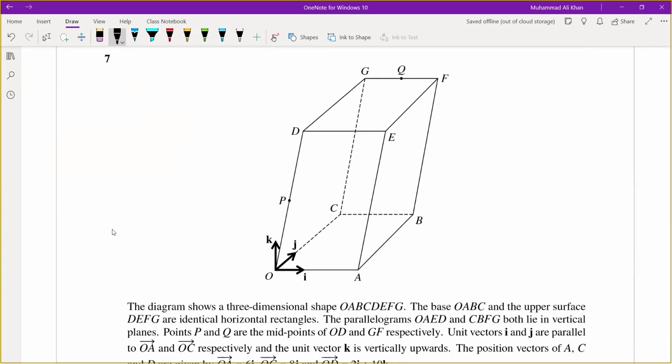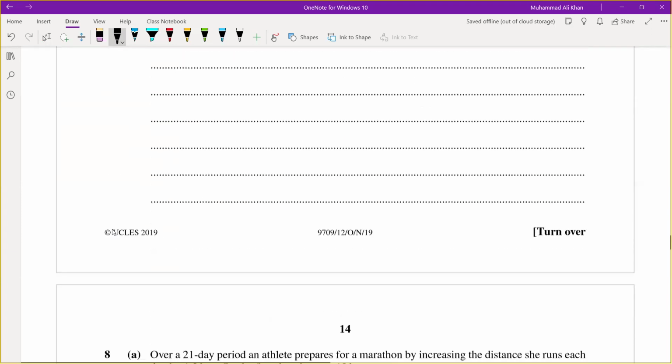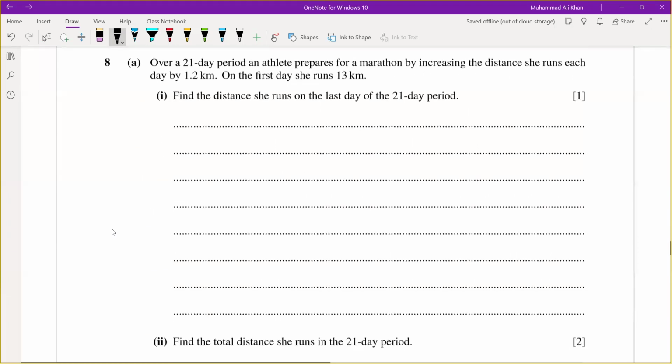Next one, question of vectors. Now, the vector question is not in our syllabus, so we are moving forward. And this question number 8. Question number 8 is the question of series. Over a 21-day period, an athlete prepares for a marathon by increasing the distance she runs each day by 1.2 kilometer. On the first day, she runs 13 kilometer, right? Find the distance she runs on the last day of the 21-day period. ठीक है. First day 13 है.